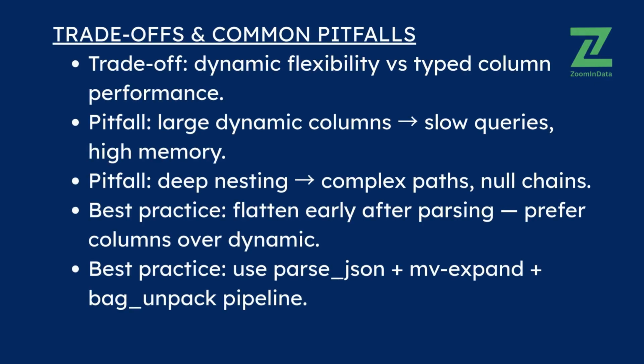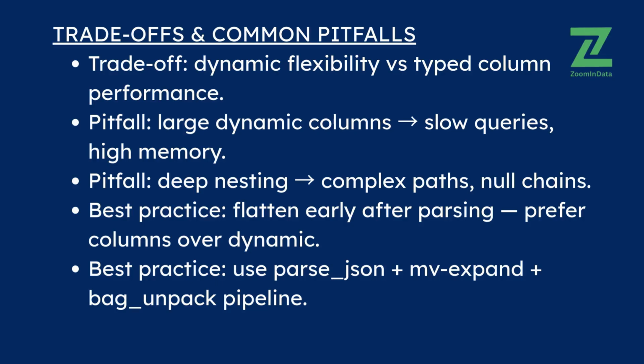Trade-offs and pitfalls. Dynamic gives ultimate flexibility. No schema breakage on evolving JSON, but typed columns are faster and more memory efficient. Pitfall 1: keeping large dynamic columns through heavy operations leads to slow queries and high memory usage. Pitfall 2: deep nesting creates long dot chains with lots of null checks. Best practice: flatten early.